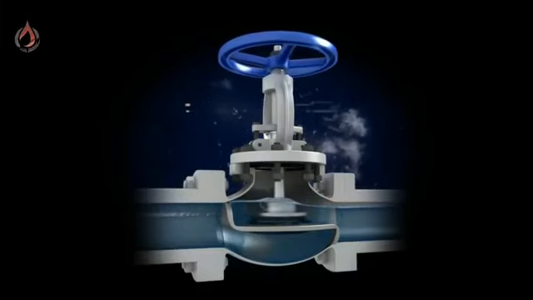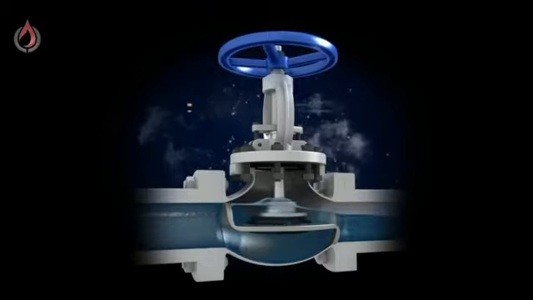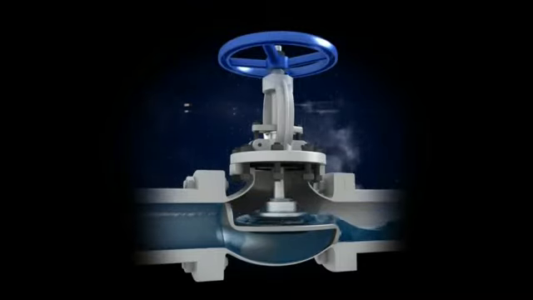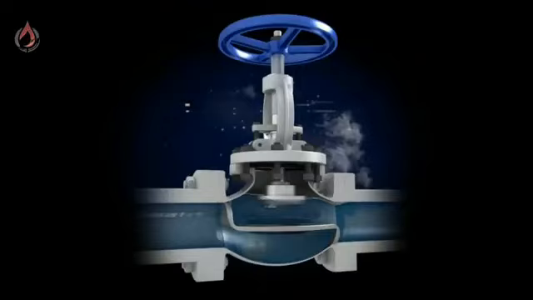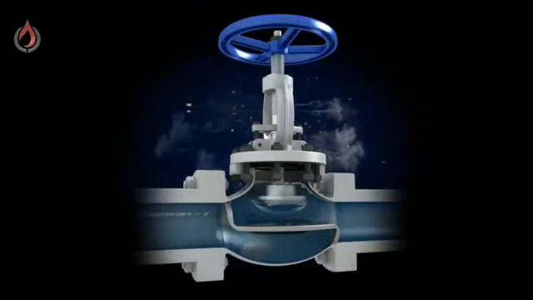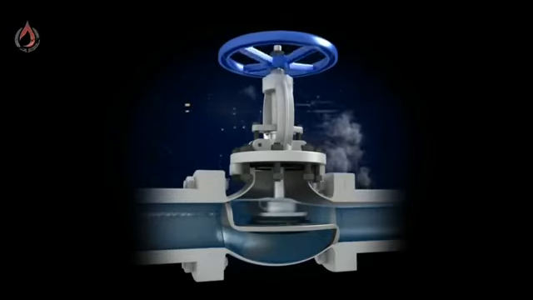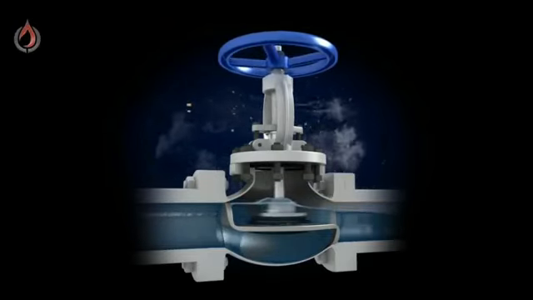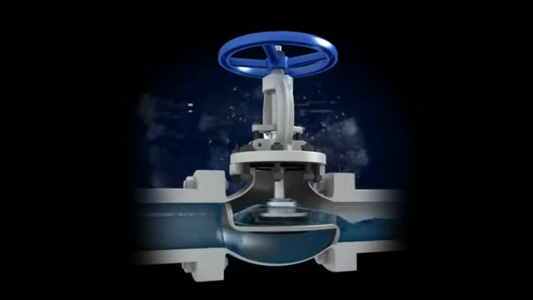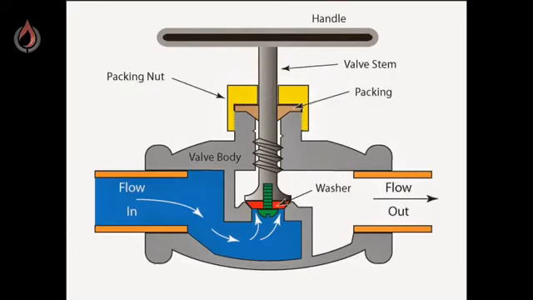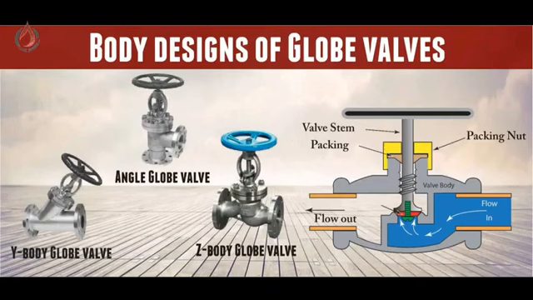The gradual changes in spacing between the disc and seat ring give the globe valve good throttling ability. This linear motion valve can be used in a variety of applications as long as the pressure and temperature limits are not exceeded, and the process does not require special material to combat corrosion. Depending on the type of the body, there are three types of globe valve: Z type, Y type and angle type.